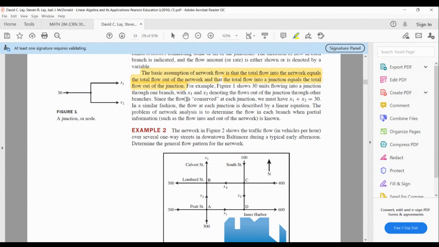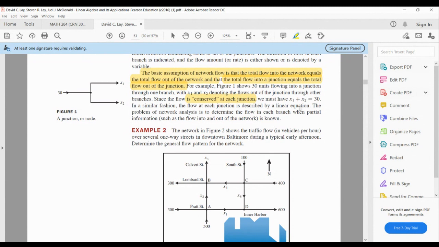So flow is conserved at each junction. Okay, flow is conserved, but I want to be a little bit careful. What they're basically saying is if you have 100 cars that enter an intersection, the 100 cars are going to leave the intersection. That's really what they're saying. But ideally, you want to have a nice flowing network.